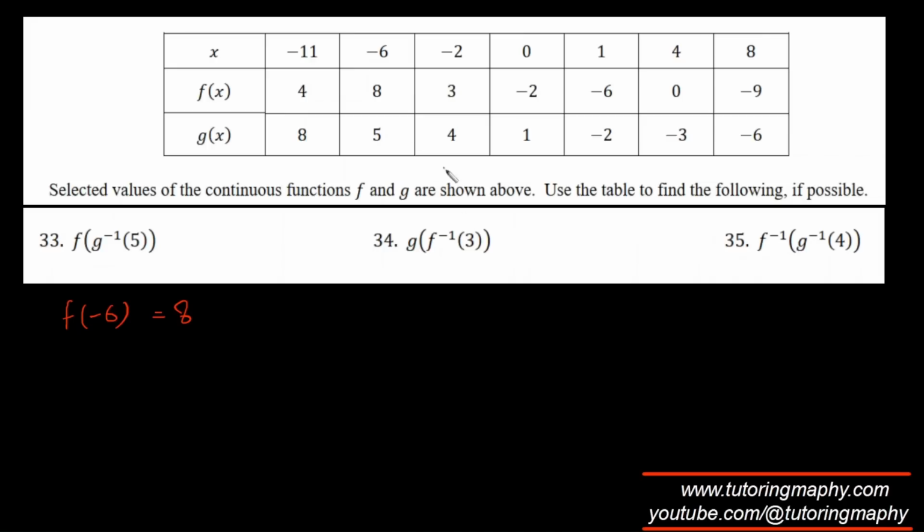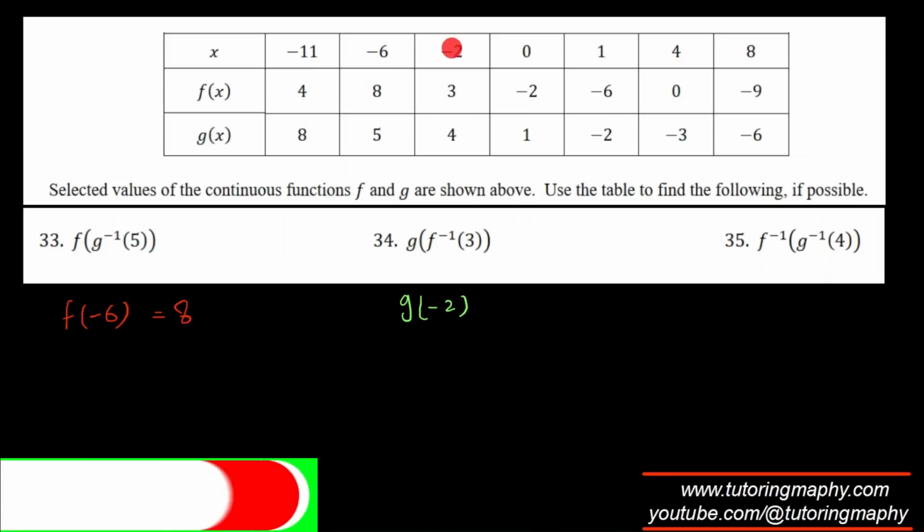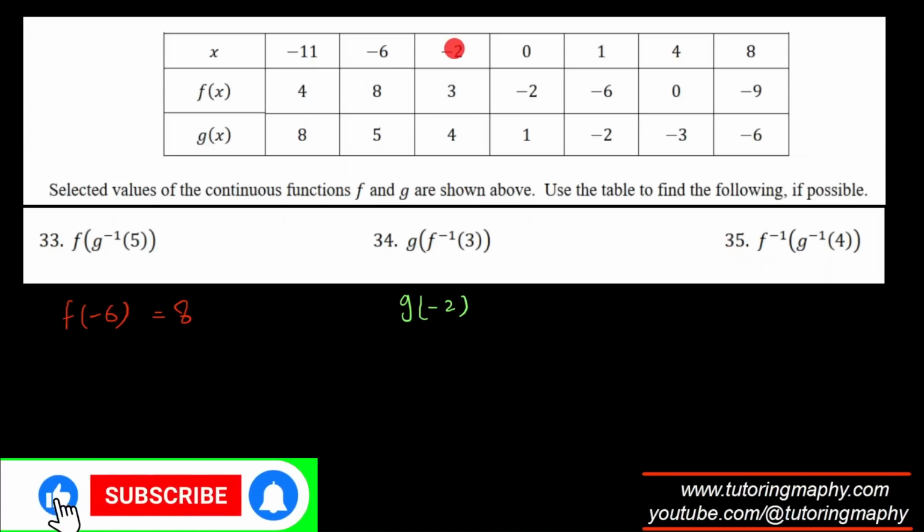f inverse 3. So where is f 3? Yeah, there you go, 3. The corresponding x value is -2. So I'm going to say that I have to find g of -2. And where is -2? Right here. And what is the corresponding g value? It's 4. So the answer is just 4.